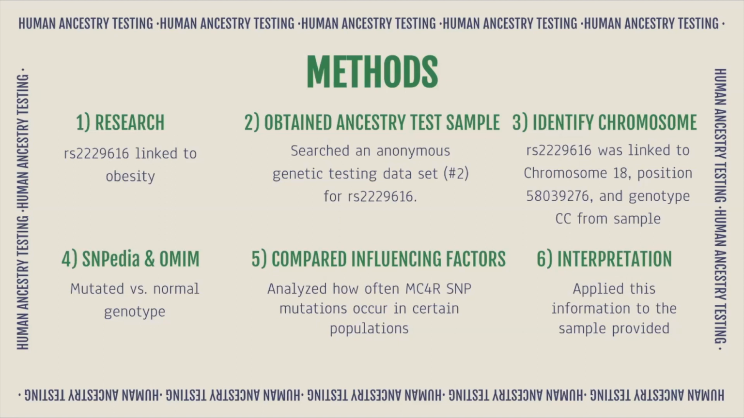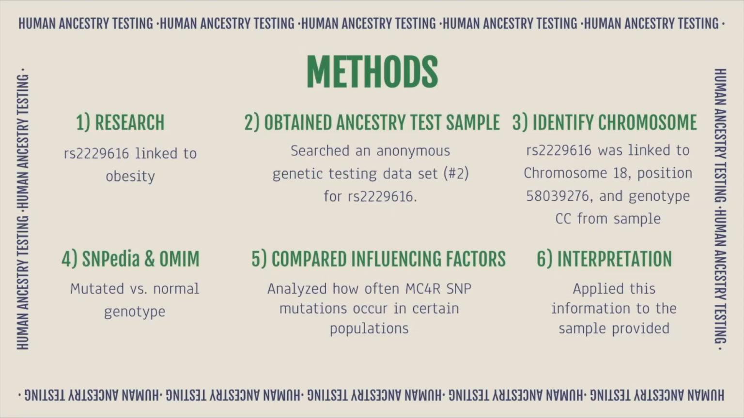The ancestry datasets used were obtained voluntarily by saliva of anonymous individuals. They were tubed and shipped to the ancestry company. Our RS number was found on the human ancestry dataset number 2. In the third step, we analyzed our sample by looking at what chromosome, position, and genotype it displayed. We then used SNPedia and OMIM to identify the genotype that is associated with normal expression of the MC4R gene.